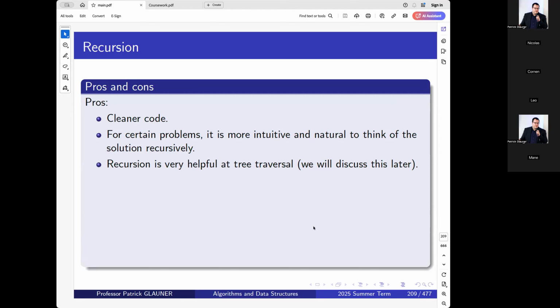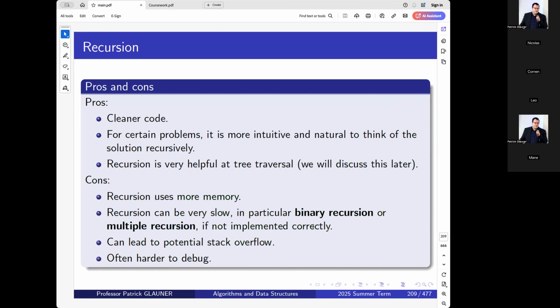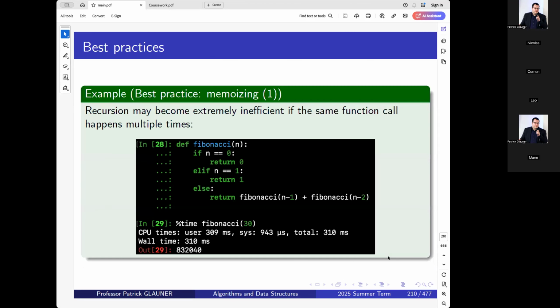We compared recursion to loops. Recursion leads to cleaner code. For certain problems, it's more intuitive to think in terms of recursion. Recursion is very helpful for some sorting problems, for some tree traversal problems, but recursion leads to more memory usage because of the stack trace. If recursion is not implemented correctly, it may be extremely slow. It can lead to a stack overflow, and it's probably harder to debug.